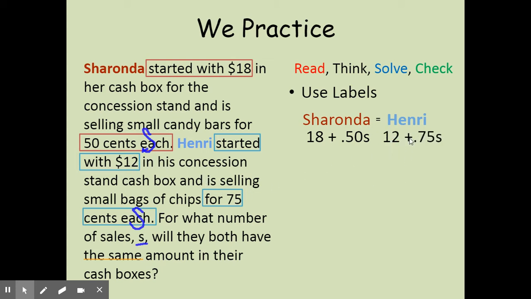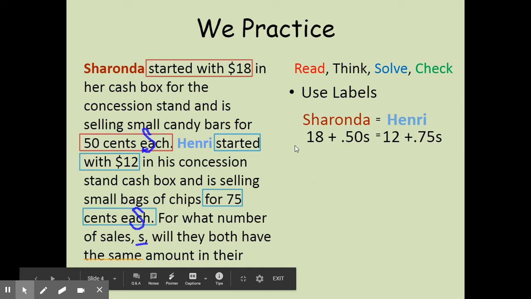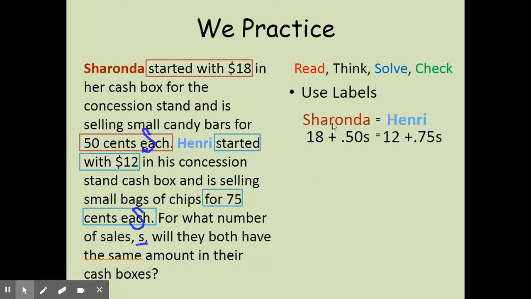He's also selling, so he's going to gain some money. He's selling candy bars for 75 cents each. And if it says they're the same, I'm going to put an equal sign to it. Okay, so you start with some amount of money, you're selling, so I'm making money. And each candy bar costs 50 cents. Henry started with $12 plus he's selling candy bars for 75 cents each.